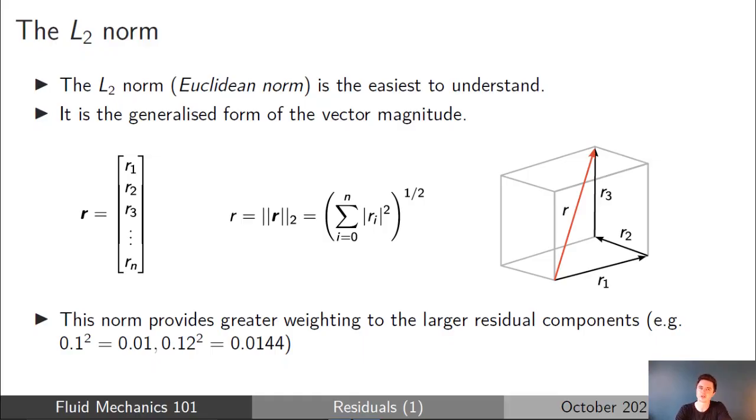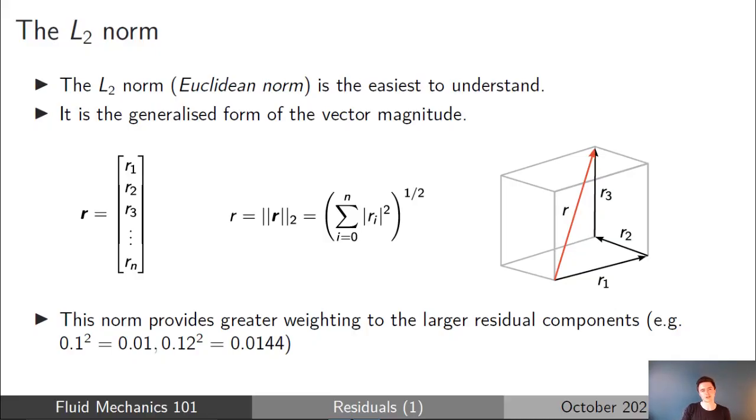So let's start with the L2 norm first. Now, the L2 norm is sometimes called the Euclidean norm, and it's the easiest to understand. The reason is it's just the generalized form of the vector magnitude that we thought about a few slides ago. So for the image here on the slide, if you had a mesh with 3 components, for example, you can think of the L2 norm as just taking the magnitude of that particular vector between those 2 points. So we'd have the square root of r1 squared plus r2 squared plus r3 squared, for example.